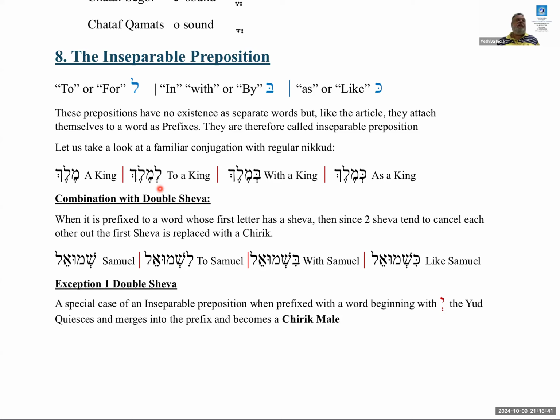So how do you use a nikud with any one of these prepositions? Therefore, it takes on a sheva because it's devoid of a nikud. So therefore, it takes on a sheva.